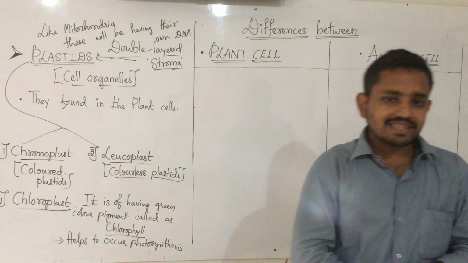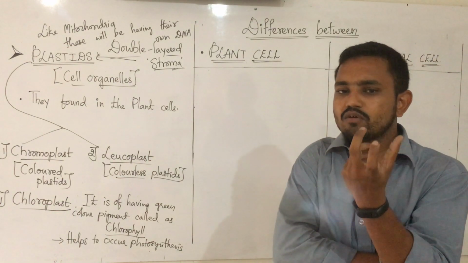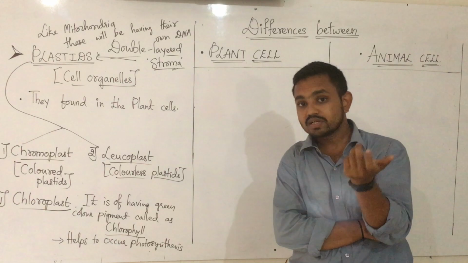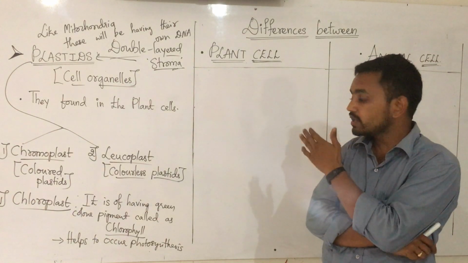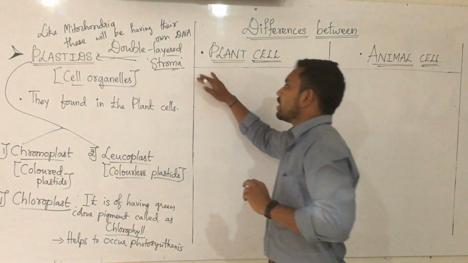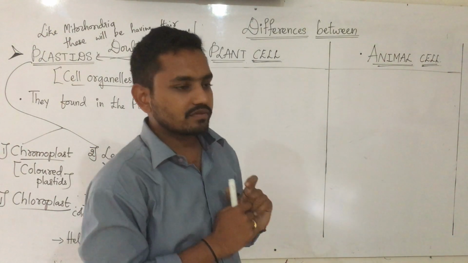So particularly in these, what we call proteins, oils, gums, starch, all the components will be stored particularly in those types of plastids. So we are at the last concept.